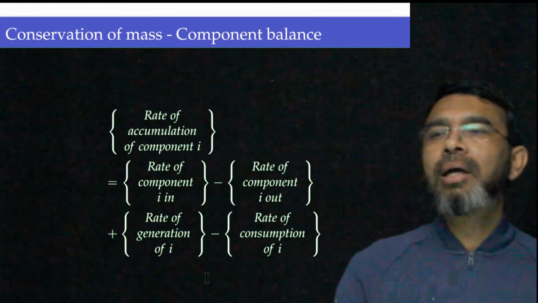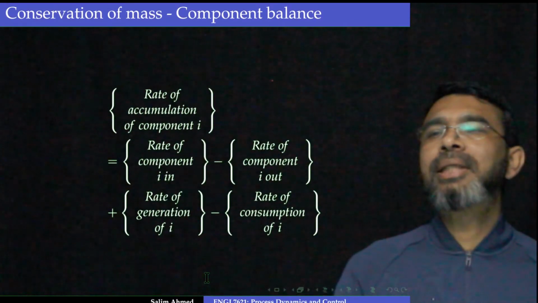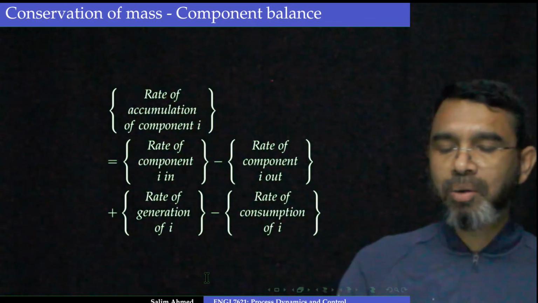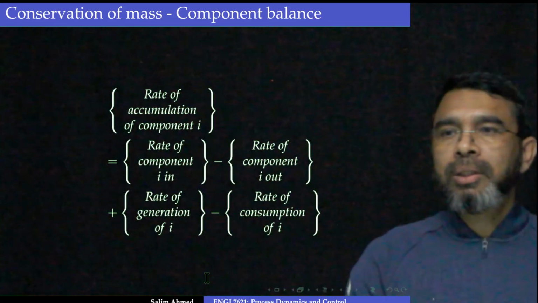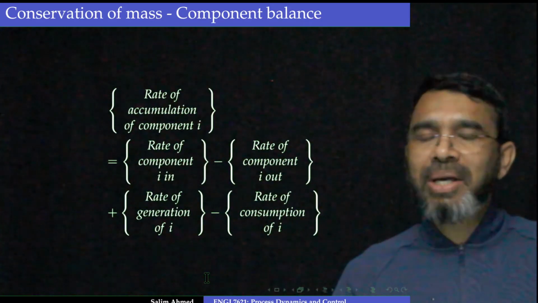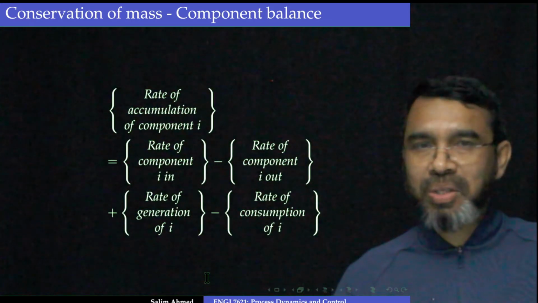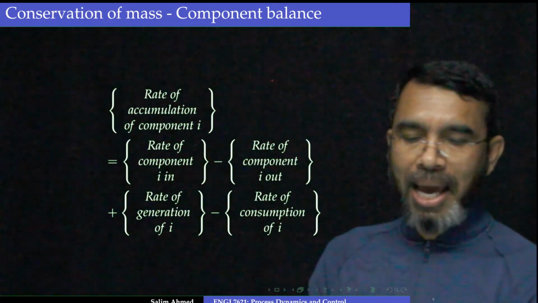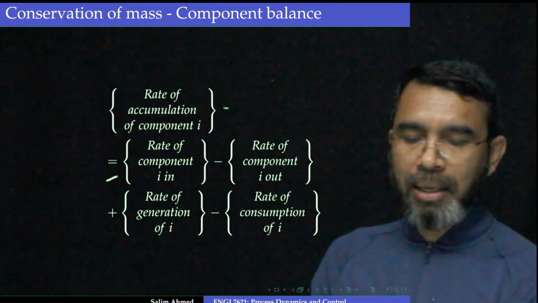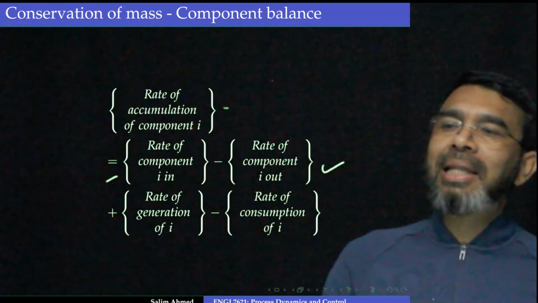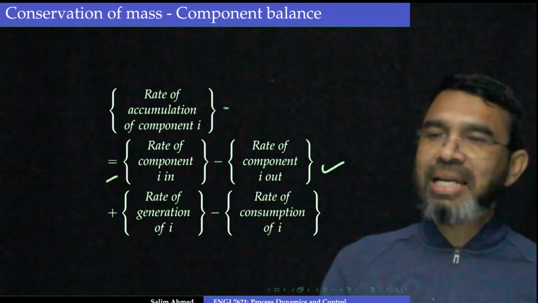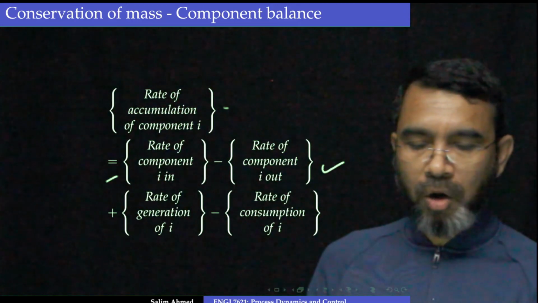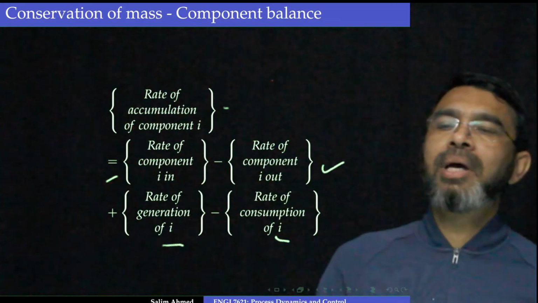Now what about the component balance? For components, it will not be simply rate of component in equals rate of component out, not the case. If there's an accumulation, so we're talking about a dynamic scenario, meaning that it's not a steady state. In a dynamic scenario, there will be accumulation. So the rate of accumulation of a component i will be rate in minus out. That's understandable. But this component can also be generated through reaction or can be consumed in a reaction. So when you're talking about the component level, these two additional terms come into play.